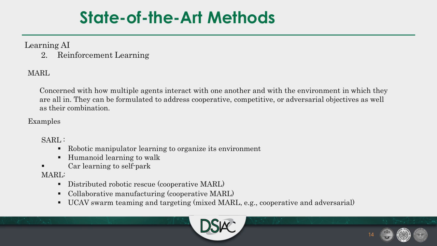Examples of single agent reinforcement learning applications were performed in a plurality of problems, but just to give you an example, the difference between the two is that SARL is for a single agent essentially, for robotic applications of a single agent. A robotic manipulator learning to organize its environment, for example, a humanoid learning to walk, a vehicle learning to self park.